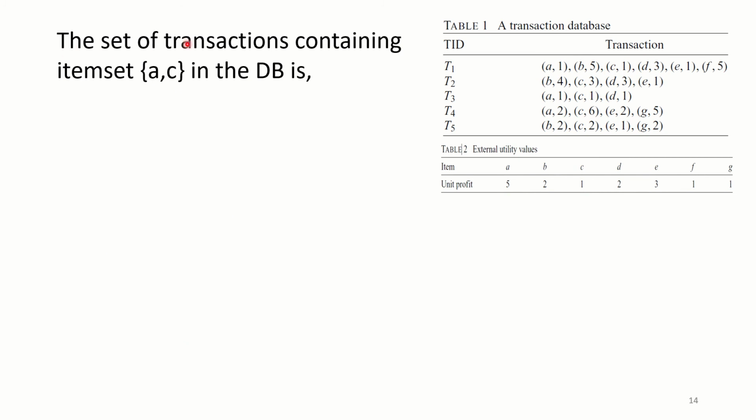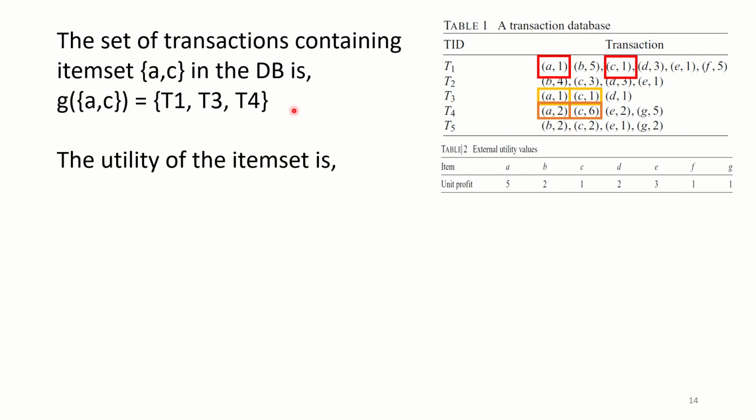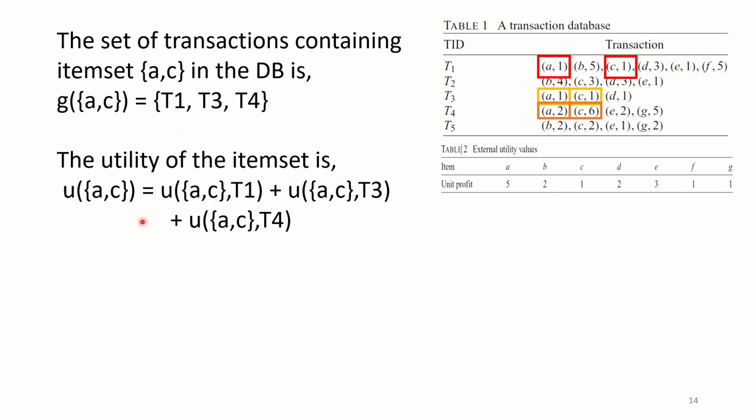Similarly, the set of transactions containing item set AC in DB would be transaction 1, transaction 3, transaction 4. These transactions have AC in them. So the utility of AC in DB is defined by g(AC), which is T1, T3, T4, and the utility of the item sets would be u(AC, T1), u(AC, T3), and u(AC, T4) added, and there would be 28.